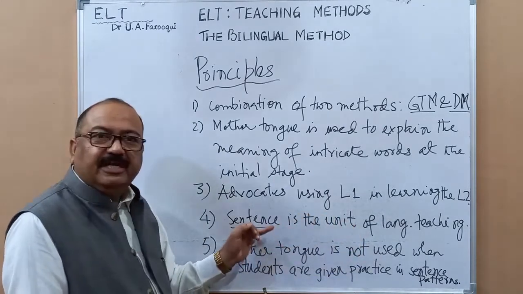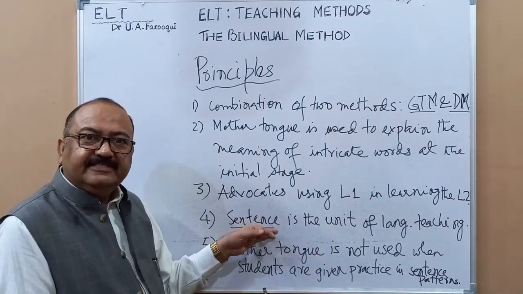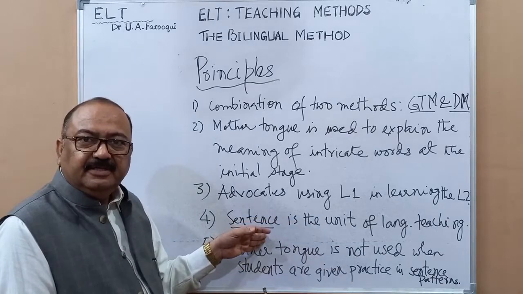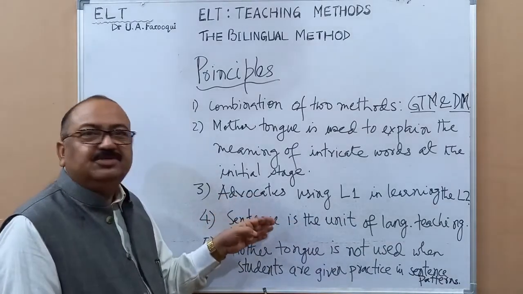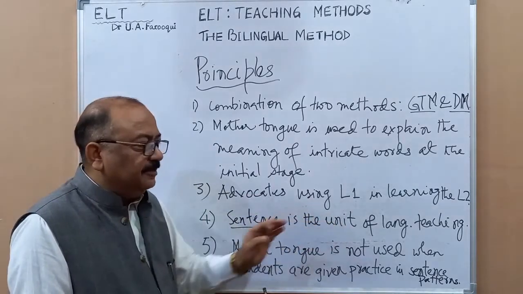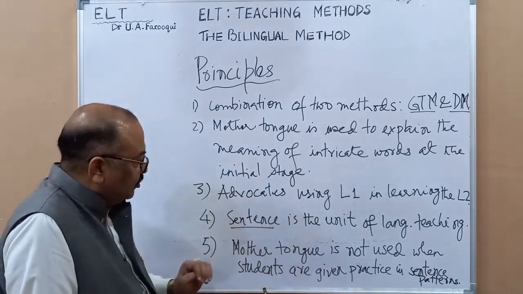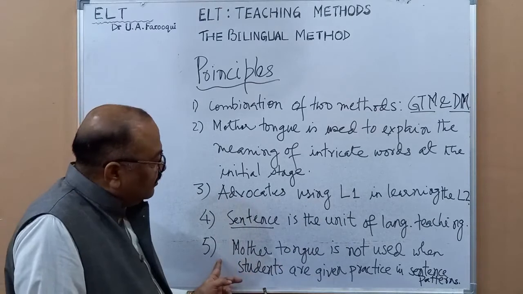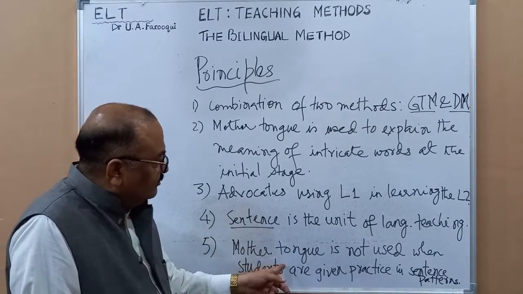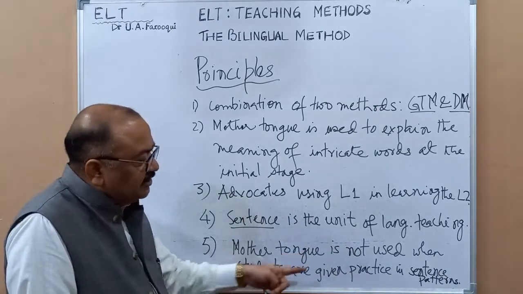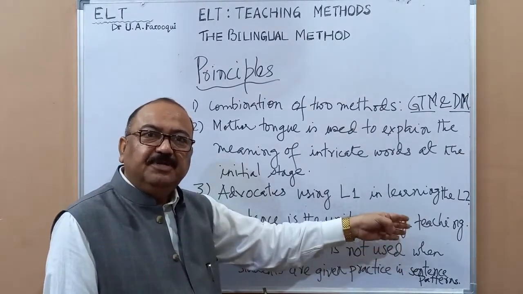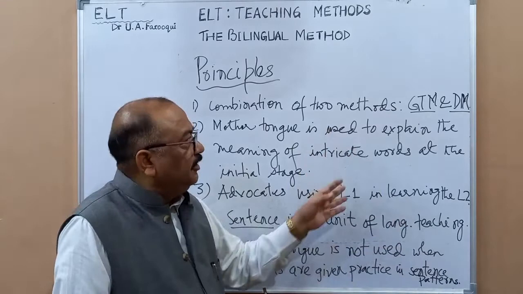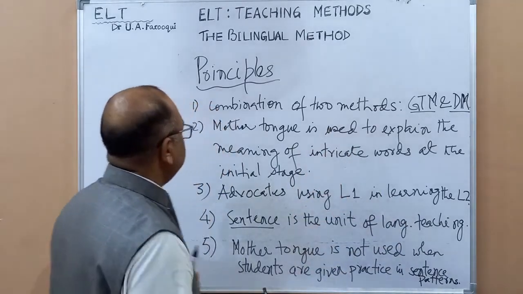Sentence is a unit of language teaching. How is it different from the grammar translation method? Sentence is a unit of language teaching in the bilingual method, whereas in the translation method, words are the unit of language teaching. Individual words are taught. And number 5, mother tongue is not used when students are given practice in sentence patterns. S plus V plus O plus C plus A, I'm talking about. Okay, so these are the principles.